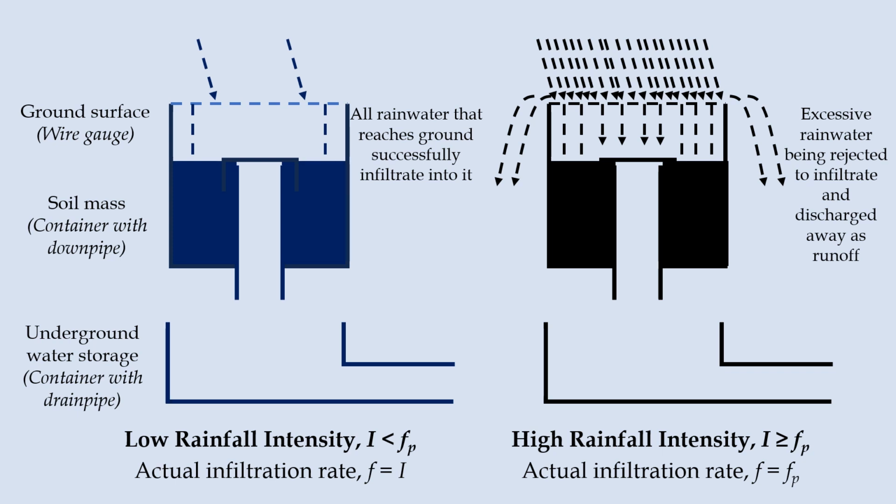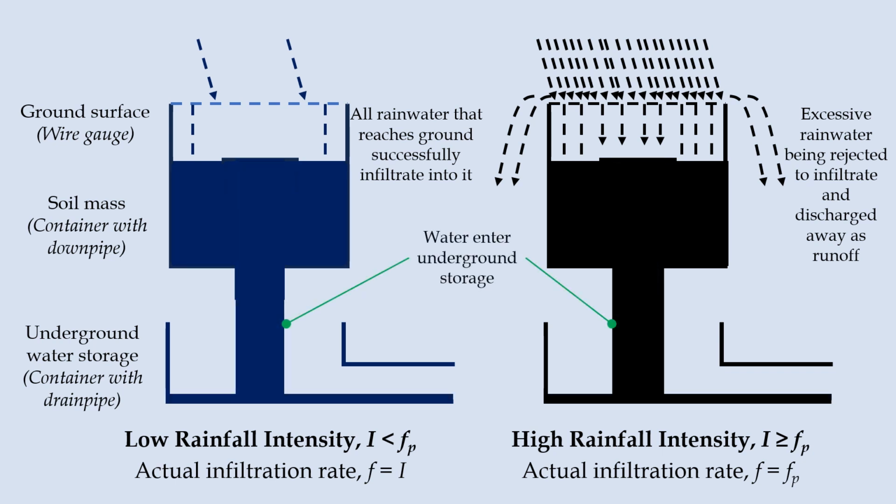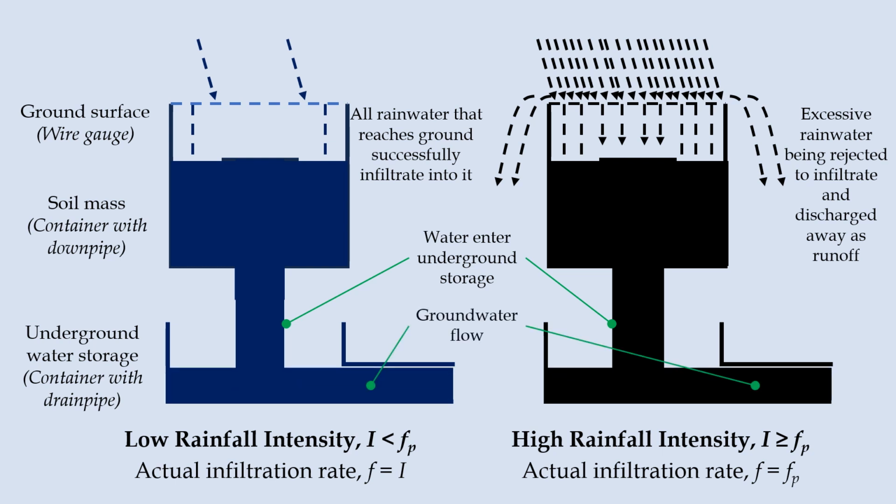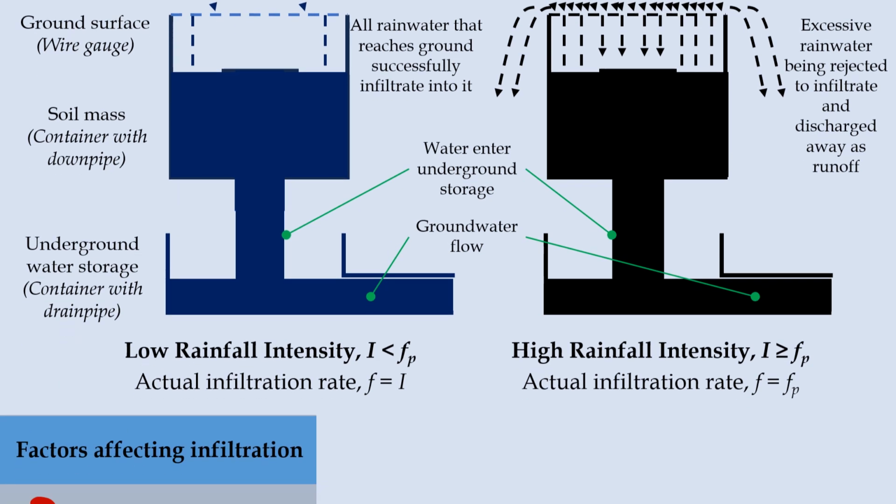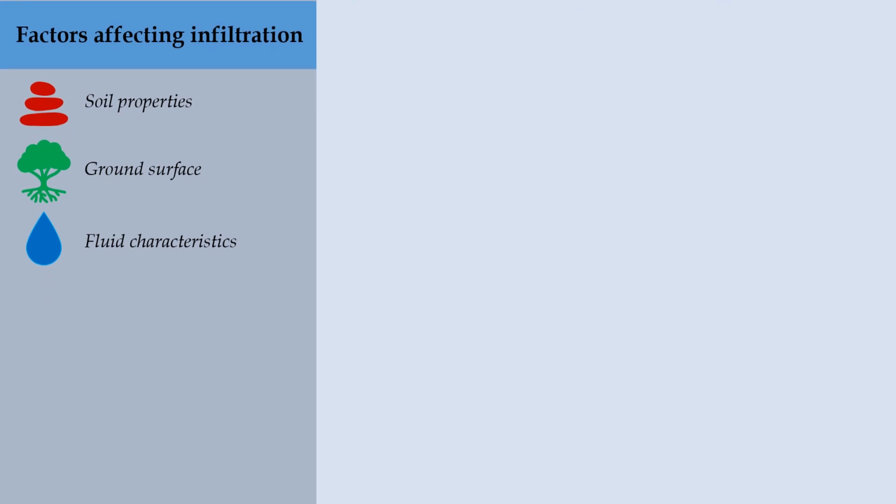When the volume of water entering the ground exceeds the fill capacity, the excessive water that successfully entered the soil will be transferred further down under the gravitational force. Eventually, the water will meet the underground water storage and contribute to the groundwater flow. Generally, the actual rate of infiltration should equal to the rainfall intensity, so long as the infiltration capacity is not exceeded. The infiltration capacity is hugely influenced by the soil properties, ground surface condition, and fluid characteristics.